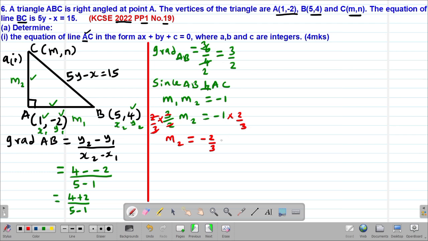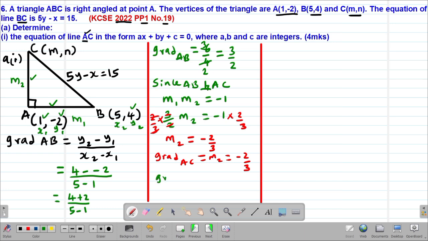Now remember, m2 is simply the gradient of the line AC. So the gradient of the line AC, which is m2, is actually equal to negative 2 over 3. Now, because we now have the gradient of the line AC, and of course we have one of the points, which is point A, we can easily get the equation of the line AC. Now I have the gradient.